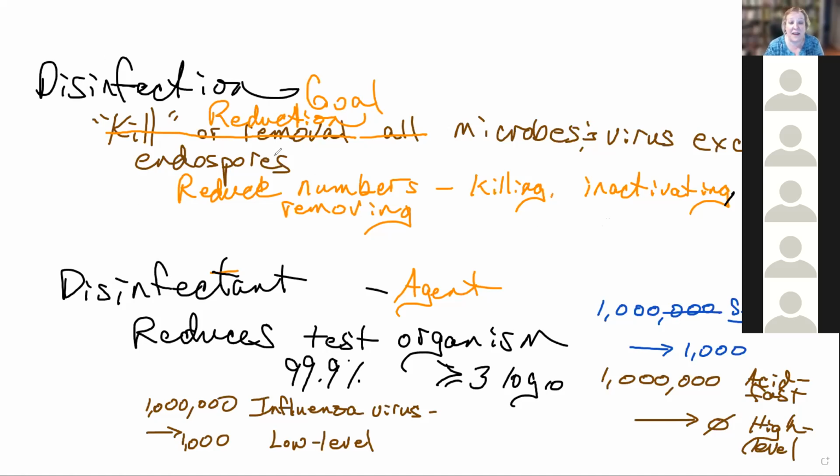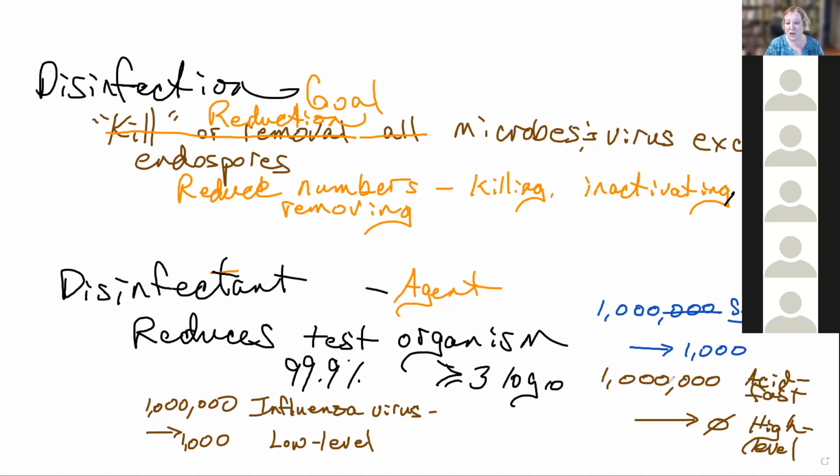And we realize in disinfection, because we're not getting rid of the endospores, we would not really be able to say that we've gotten rid of all the microbes, because potentially we still have endospores. But in some textbooks, they say kill or removal of all microbes and viruses except for endospores. So my apologies on this one. I was going with a definition from an older textbook. But does that help? Reduction can mean killing some of them, not all of them.